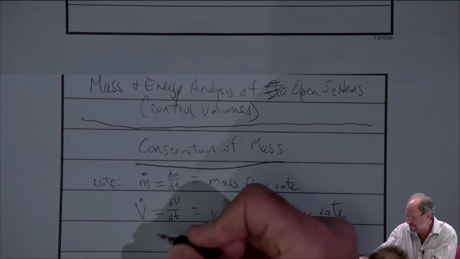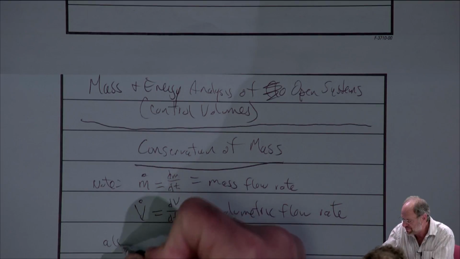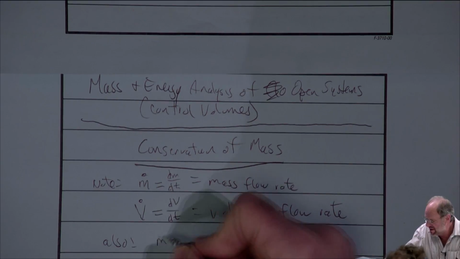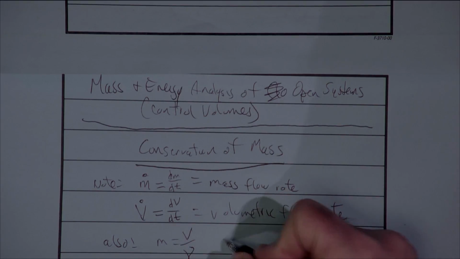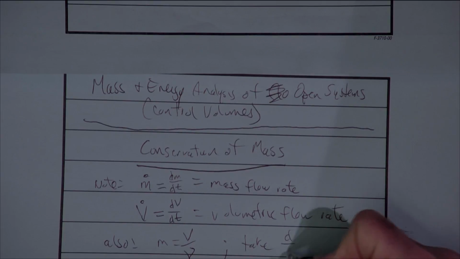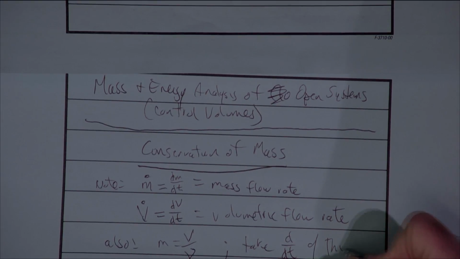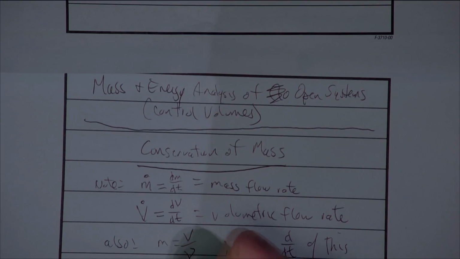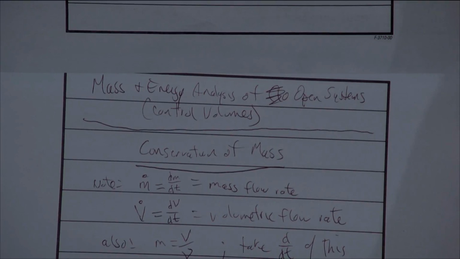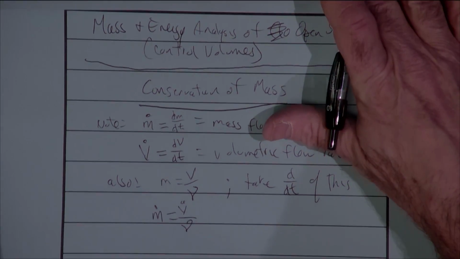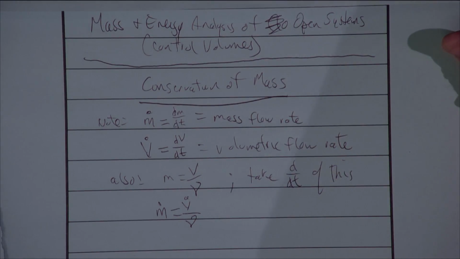Let's note further that mass is equal to volume divided by specific volume. If we now take the time derivative of this, then we get m dot is equal to volumetric flow rate V dot over the specific volume. Okay. So these are just some of the relationships and terminology that we're going to need as we solve different types of problems.